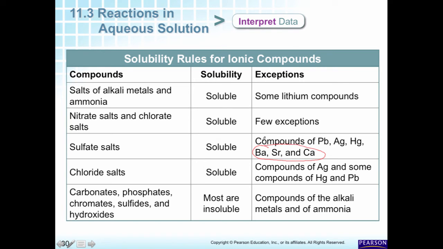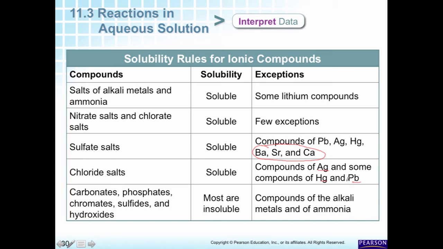Okay, so what are we missing? We're missing magnesium and beryllium, which would be soluble, but these three are not soluble, and these metals here are not soluble. Chlorides, salts in general, are soluble except for silver and mercury and lead.